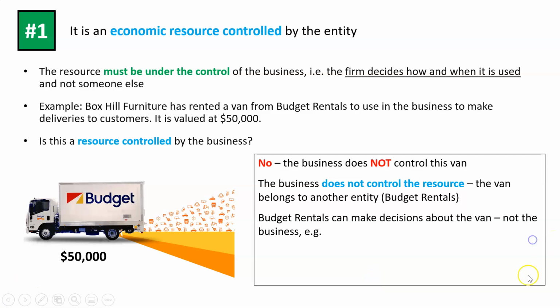They're the ones that control the van. They can make decisions about it, not Box Hill Furniture. So Budget Rentals can decide to sell the van, put new tyres on it, paint it, change it. Not our business, Box Hill Furniture. So we don't have control. So that's a really important thing. It's got to be under the control of our business.